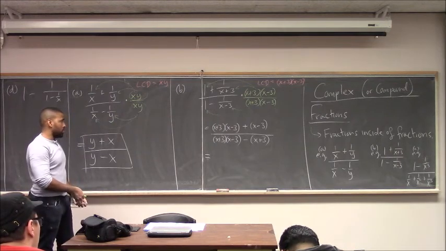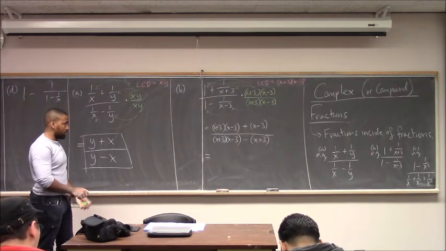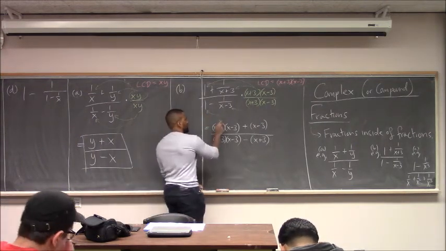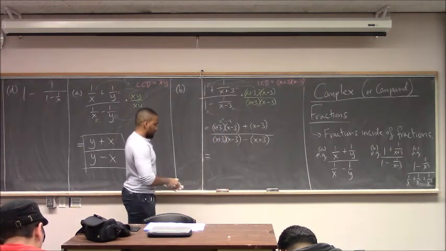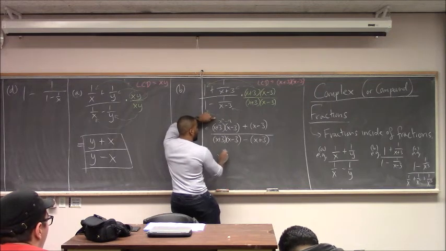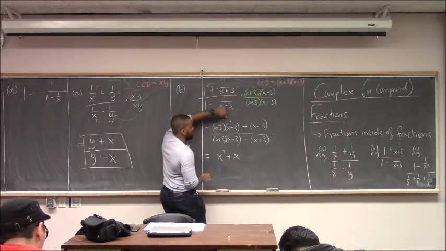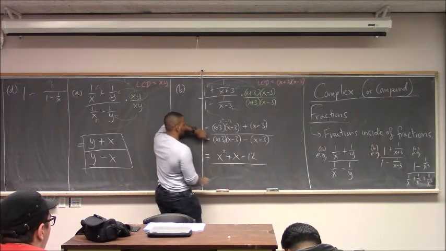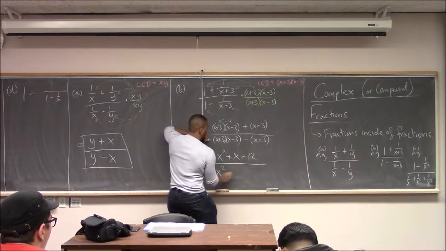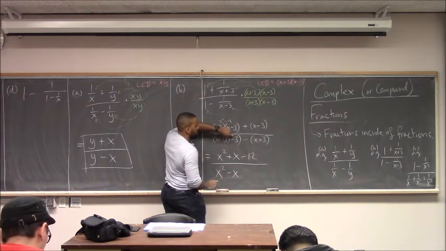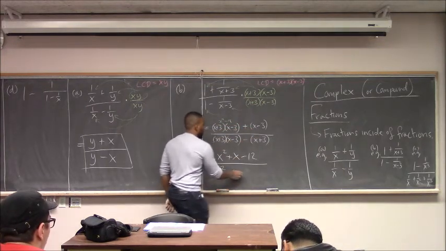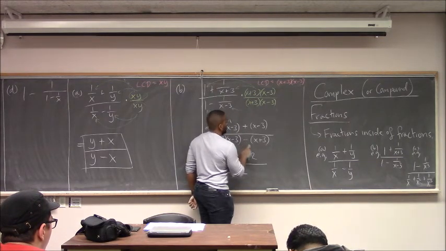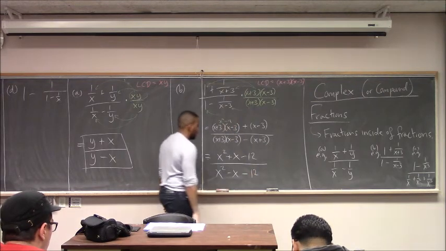So that's already a simpler fraction. But we still have some factors going on here. Let's see if we can simplify that. These two individually, remember that these guys will actually give us x squared minus 9. So in the top, I end up with x squared plus x minus 9 minus 3, gives me a minus 12. Denominator here, I have x squared minus 9. So that's an x squared minus x. And I have a minus 9 minus 3. So again, I have a minus 9 minus 3, so I get that.